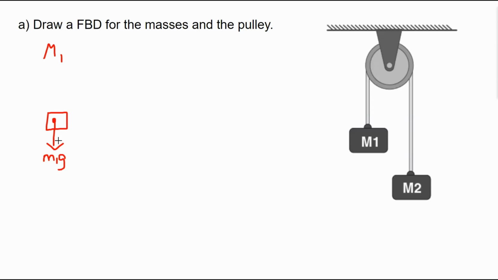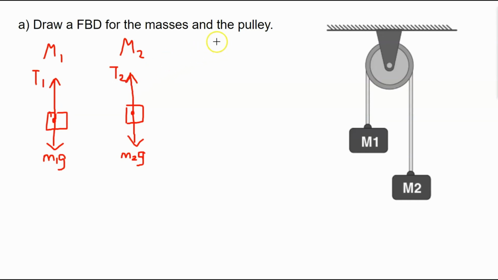But there is also a tension force because it's attached to a rope. Let me just erase that. So we know that it's also attached to a cord, which means there is going to be a tension force up. So that's M1. Now M2 is going to be much the same. We're going to draw another block with the center of mass, and the gravitational force again is mg, so M2G, and then we have another tension force. We're going to call it T2.